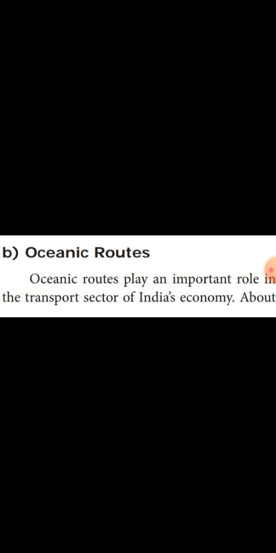It is the first national waterway in our country. That means 24 hour navigation facilities are there in this particular waterway. Okay, students, then listen here. The second water transport is oceanic routes.